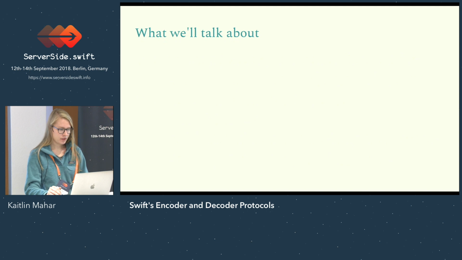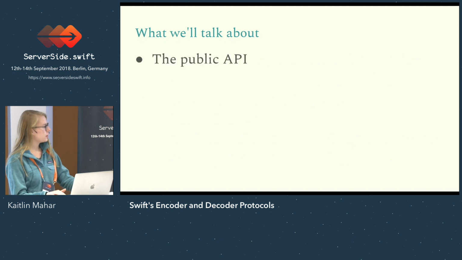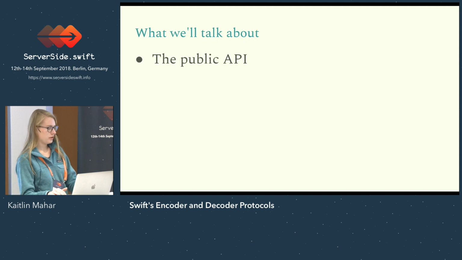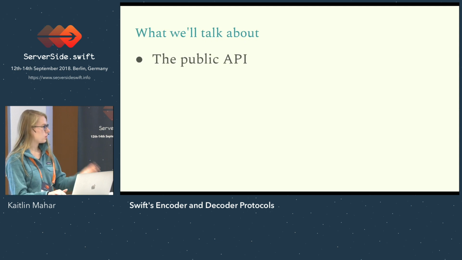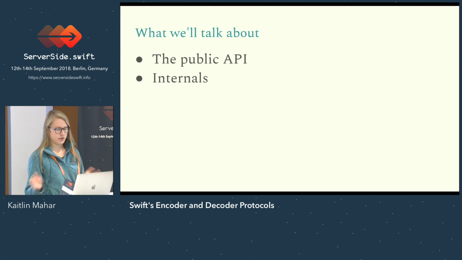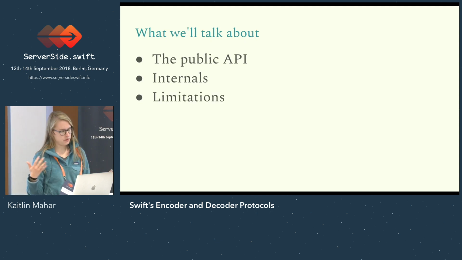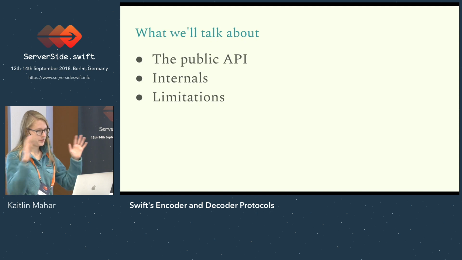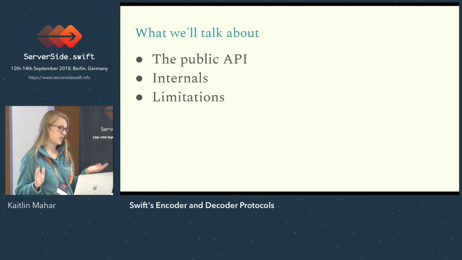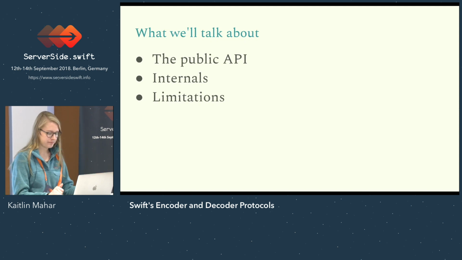We'll start off by talking about the public API, what you see as a user of an encoder or a decoder, and what the requirements on the protocols are. And then we'll talk a little bit about the internals of encoders and decoders, and the kind of things you need to think about if you're going to write one. Finally, I'll talk about some limitations that this whole system has, and ways that it could be alleviated in the future.